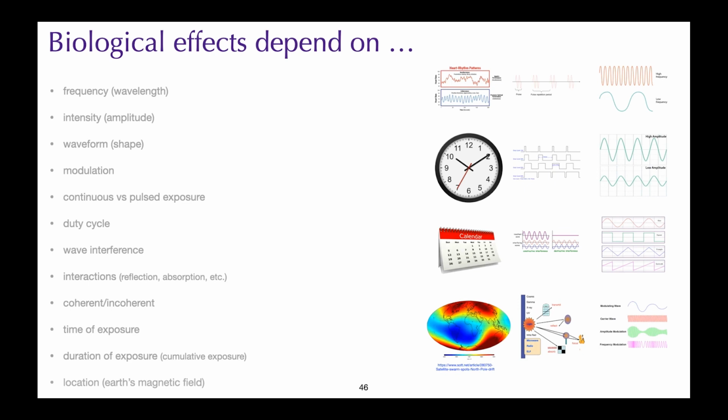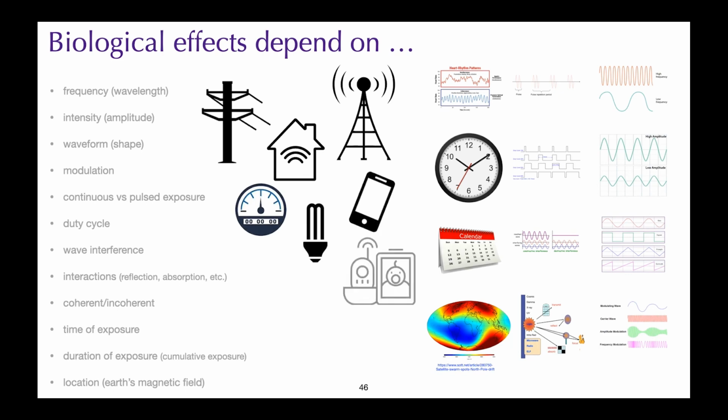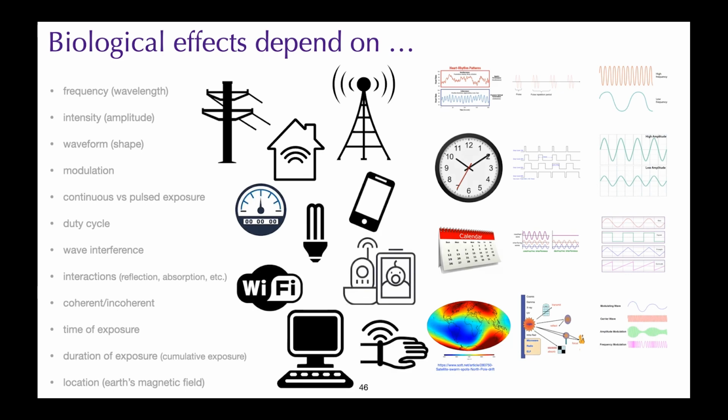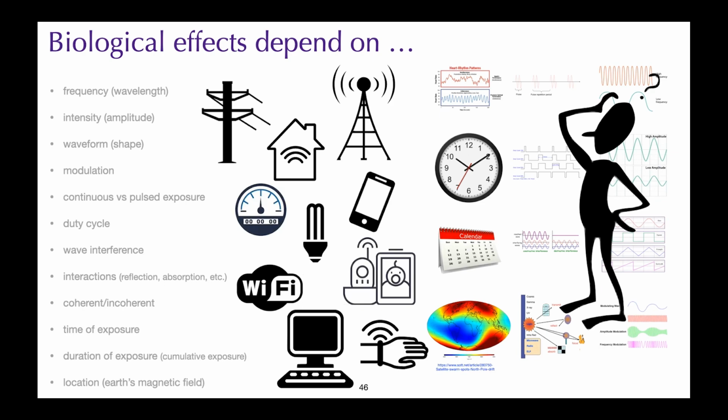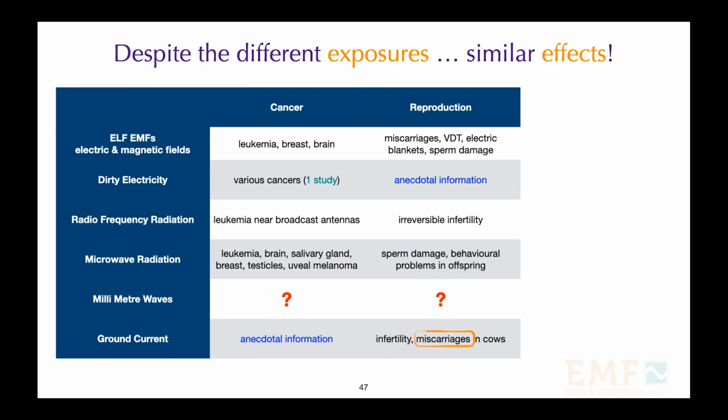If we combine all this information with our electrosmog exposure, it's clear that we are talking about something that is very complicated. How on earth can we make sense of all of this variability? The good news is that despite the different exposures, the effects appear to be similar. For example, leukemia has been documented at various frequencies. The same applies to miscarriages, sperm damage, and infertility.